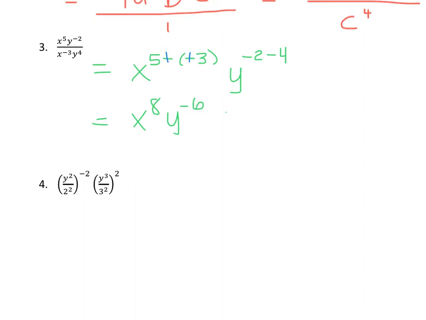One more thing, we want to write it so that we don't have negative exponents. Right now we have a denominator of 1. X to the 8th stays in the numerator, but that base of y goes in the denominator because it has the negative exponent, and then we change that exponent to be +6. So x to the 8th over y to the 6th.